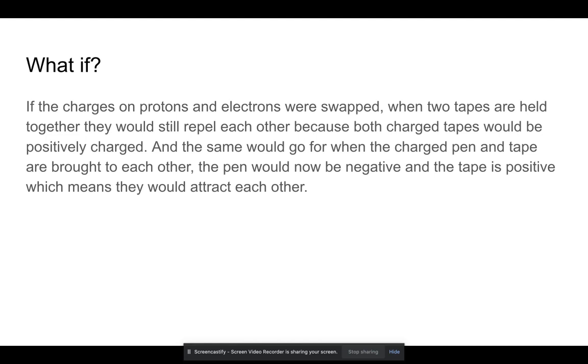So what if? If the charges on protons and electrons were swapped, and two tapes are held together, they would still repel each other because both charged tapes would be positively charged. The same would go for the charged pen and tape that were brought to each other. The pen would be negatively charged and the tape would be positively charged, which means they would still attract each other.